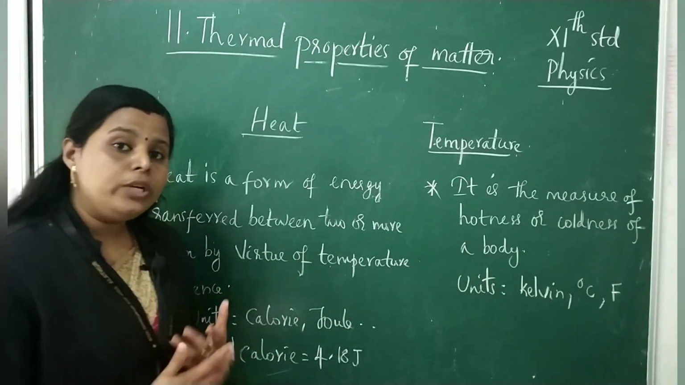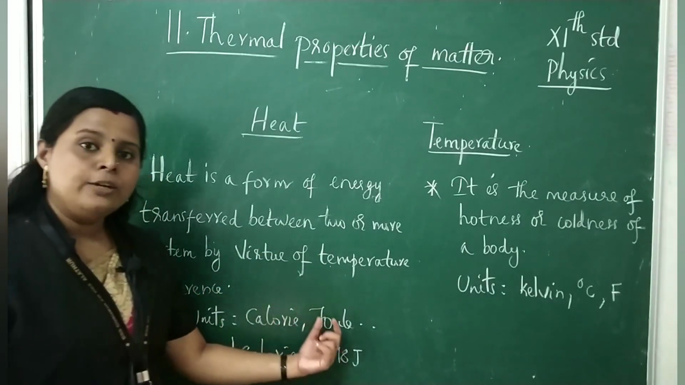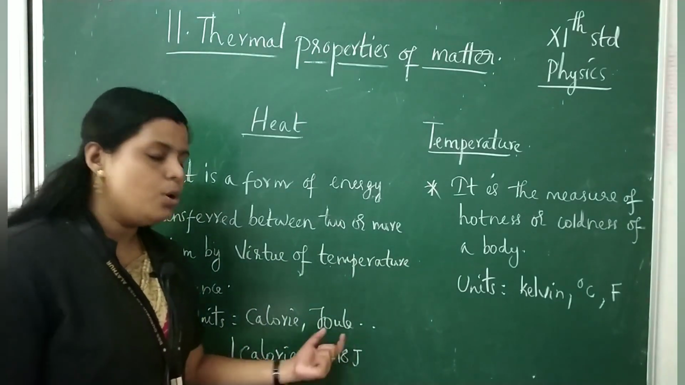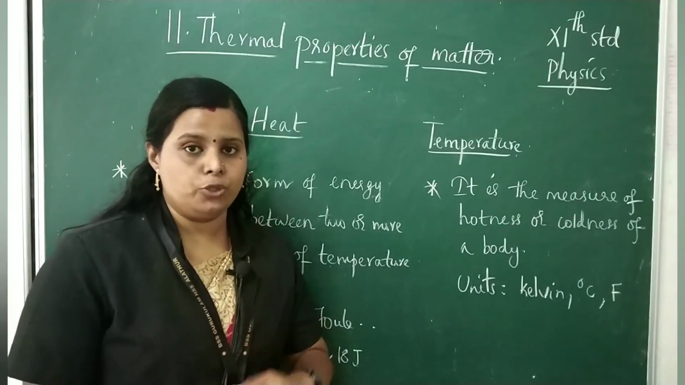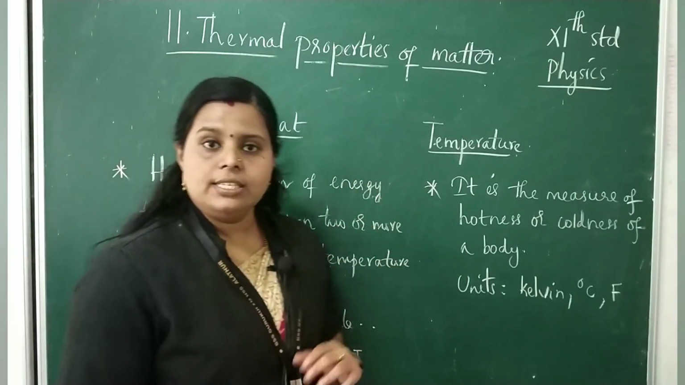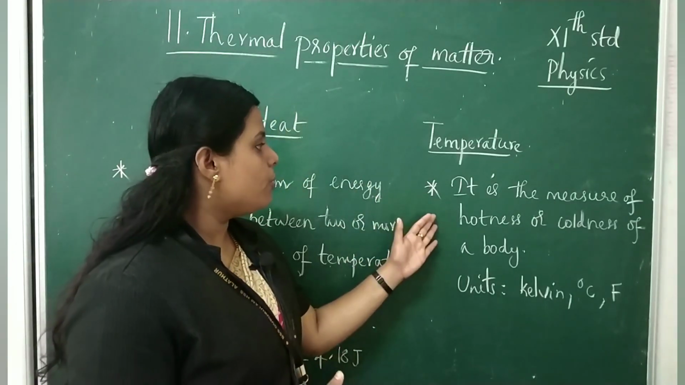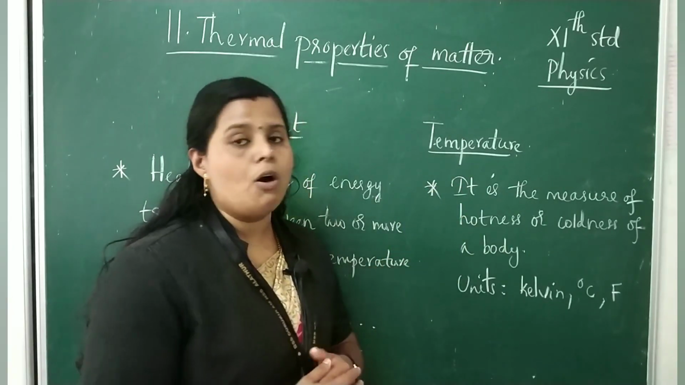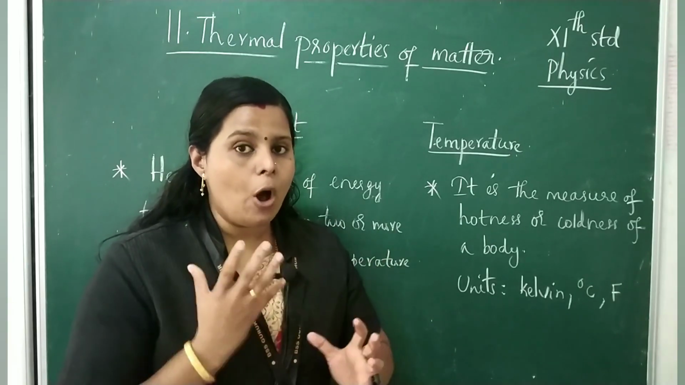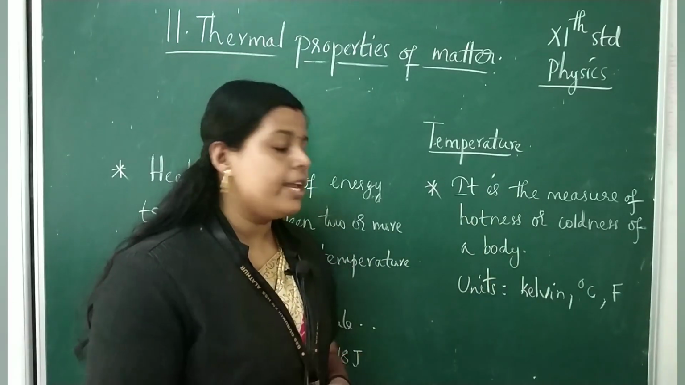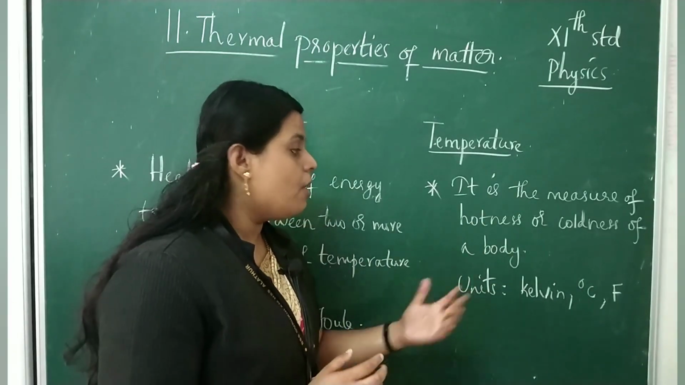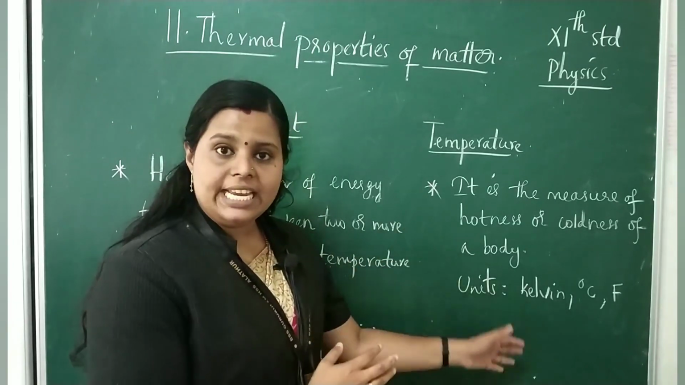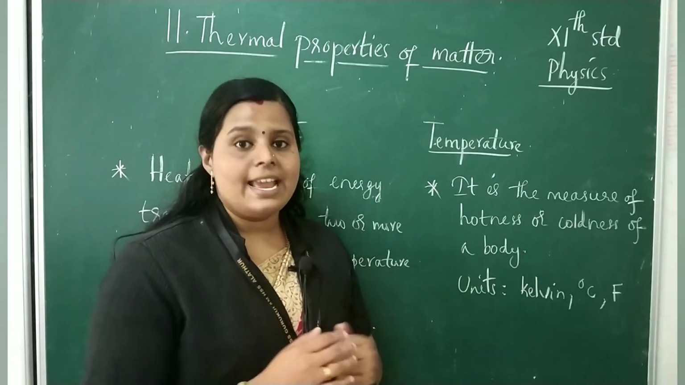Now what about the units of heat? Yes, calorie, joule, etc. And 1 calorie is equal to 4.18 joule. Now, what is temperature? Yes, listen children, it is the measure of hotness or coldness of a body. And what about the units of temperature? Yes, we are familiar with these units, Kelvin, degree Celsius, Fahrenheit, etc.